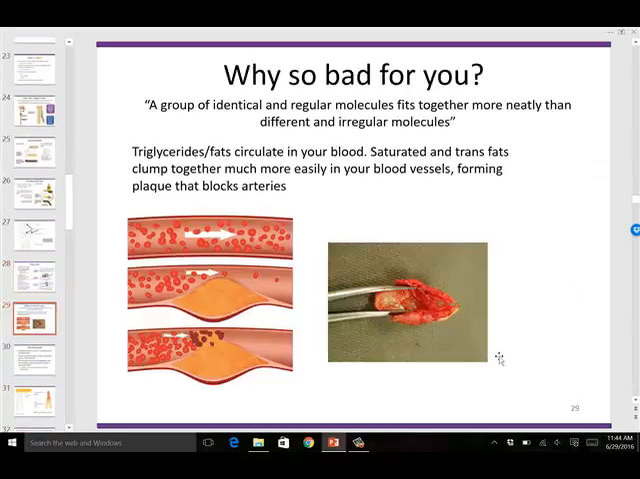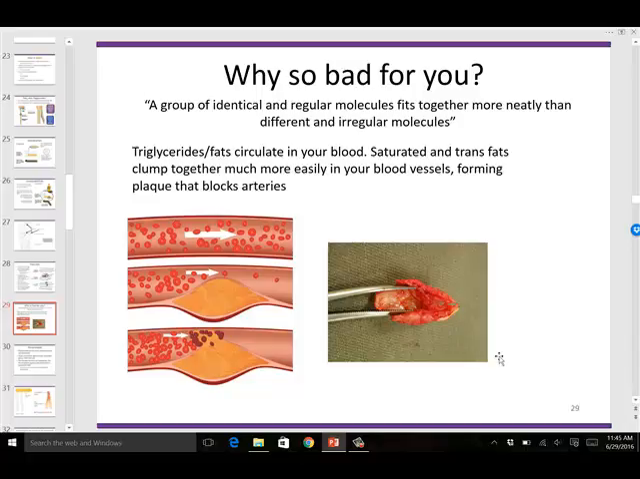Now, why are saturated and trans fats so bad for you? Well, when you eat them and you start breaking them down into individual fatty acids, they travel through your bloodstream before they get to your individual cells, and saturated and trans fats can stack on each other very, very easily. Because they can stack, they can block an artery by building up on themselves.